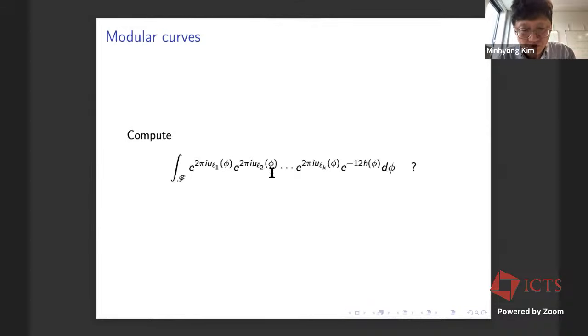You get a bunch of roots of unity again by exponentiating. You have this measure coming from the Faltings section. Try to integrate it over F. So those are the basic examples that to me are interesting suggestions that come from physics and things to try to compute.